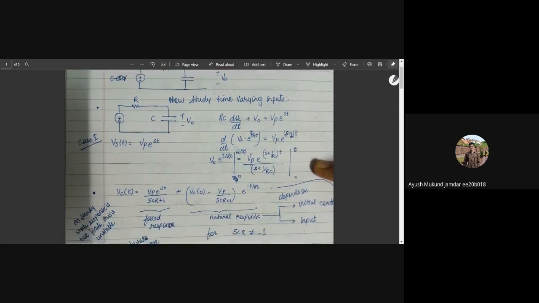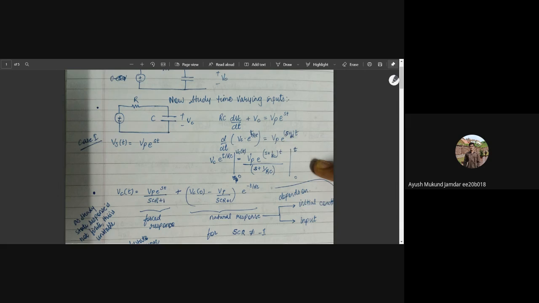something like Vc of t is equal to Vp exponential st upon SCR plus 1, plus Vc of 0 minus Vp upon SCR plus 1, and this whole times exponential minus t by RC. And this is when SCR is not equal to minus 1. So what does this indicate? Vc of 0 was the initial voltage across the capacitor.